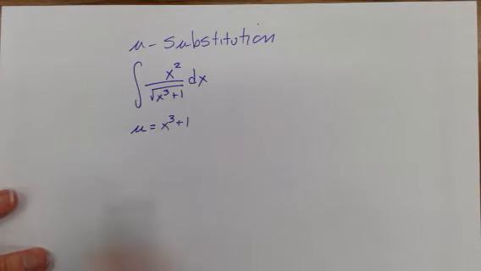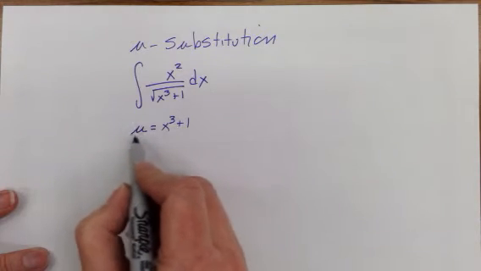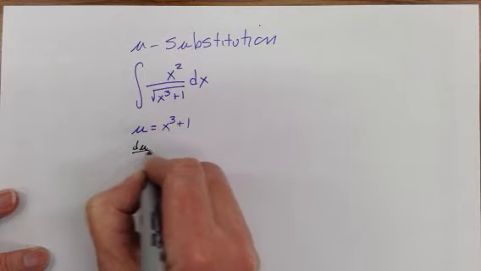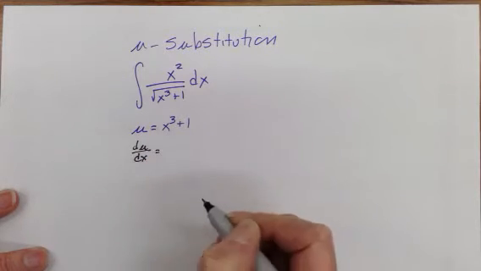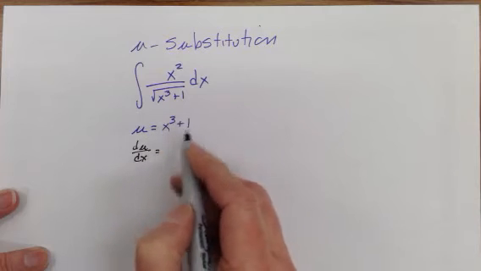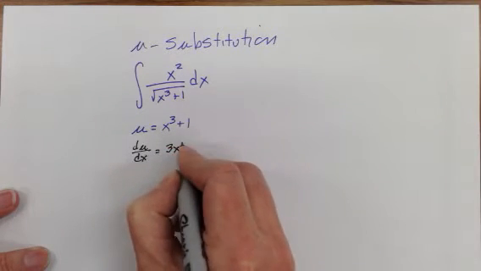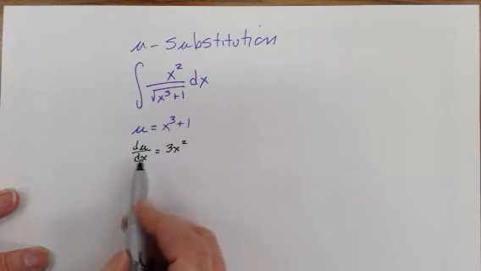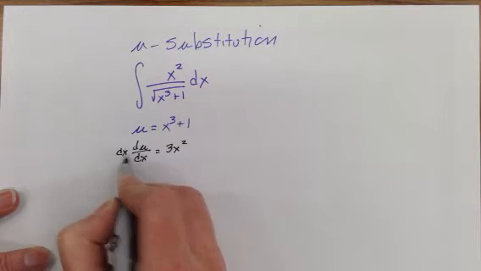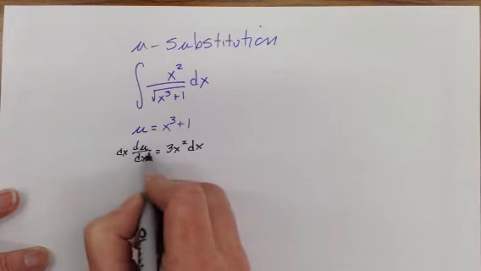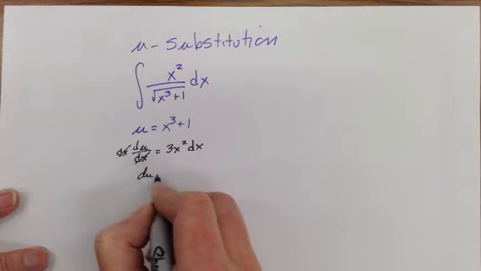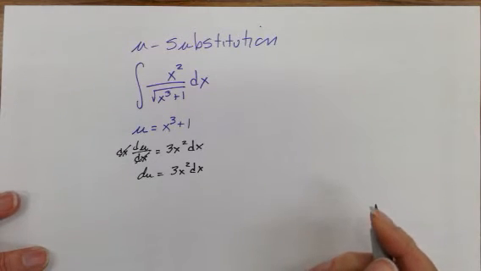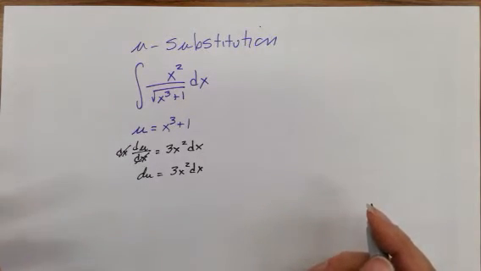So I'm going to take the derivative. I'm going to do this nice and slow. When I take the derivative of u with respect to x, it becomes du dx. When I take the derivative of this side with respect to x, I get 3x squared. Now, I am going to get the du alone, separating the variables, by multiplying by dx on both sides. So here's what I have now. du equals 3x squared dx.